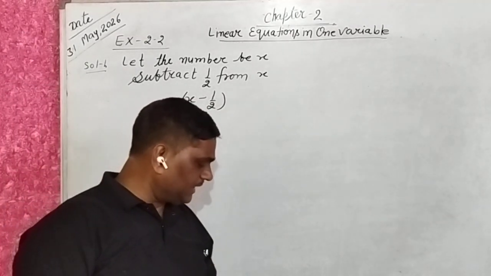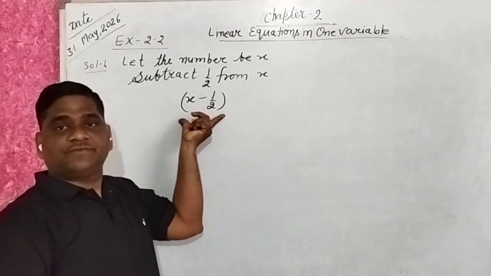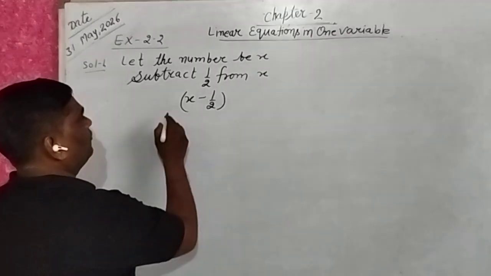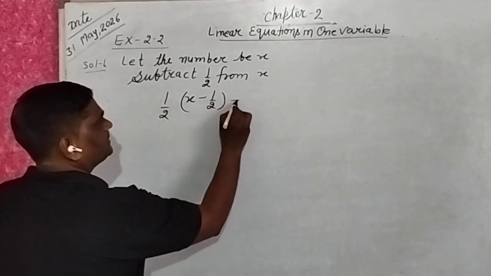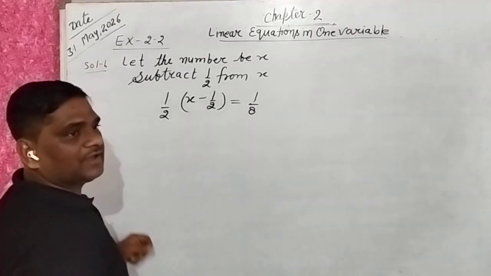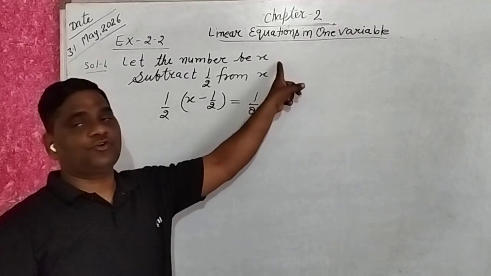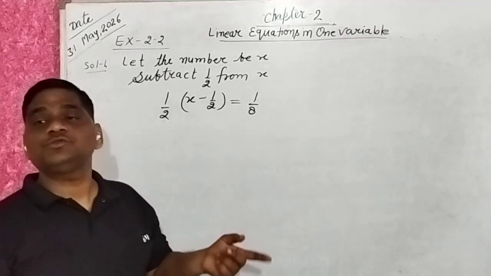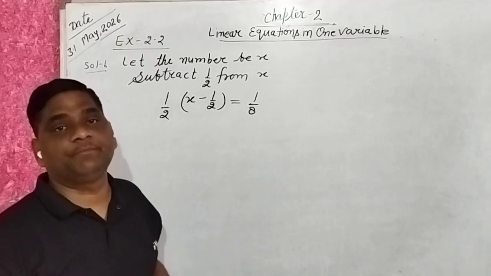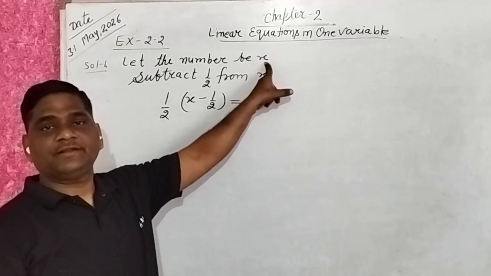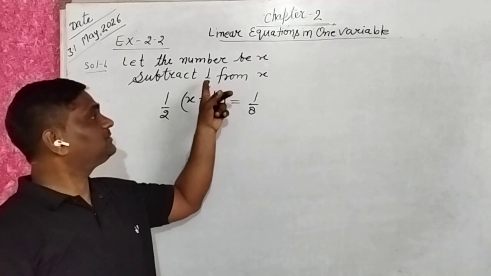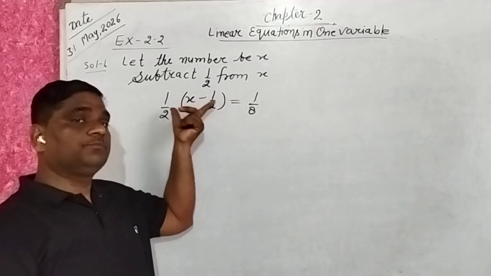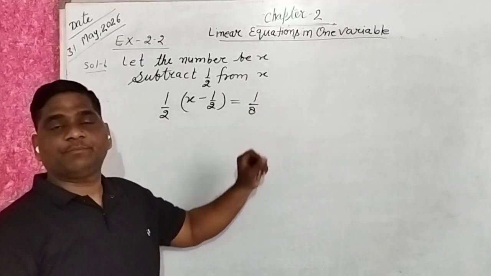Next, multiply the result. x minus 1 upon 2 is the result, and you multiply it by 1 upon 2. You get 1 upon 8. Do you understand what I say? First of all, the question asks for a number. If you subtract 1 upon 2 from a number, what is the number? x. x subtract 1 upon 2, x minus 1 upon 2, you get a result. Then multiply by 1 upon 2, you get 1 upon 8.